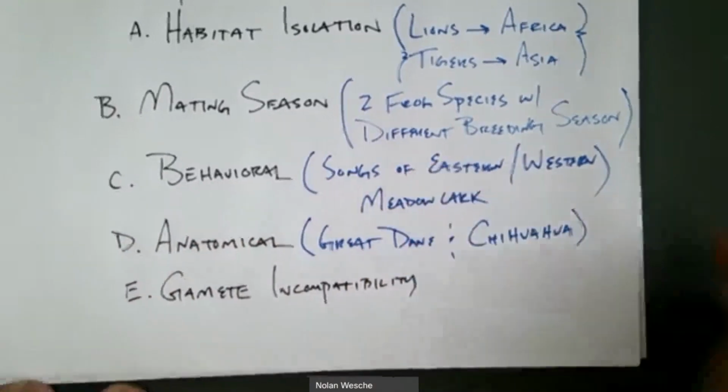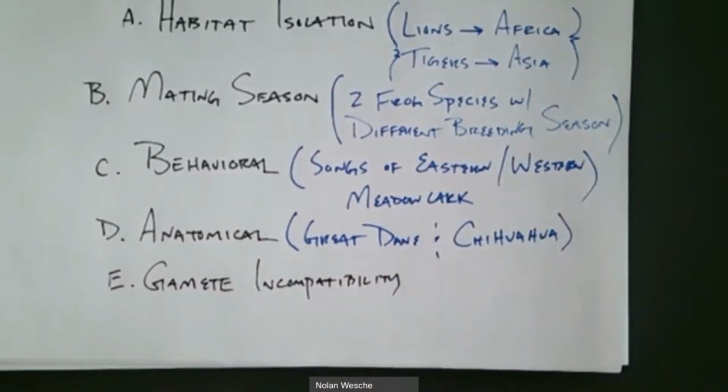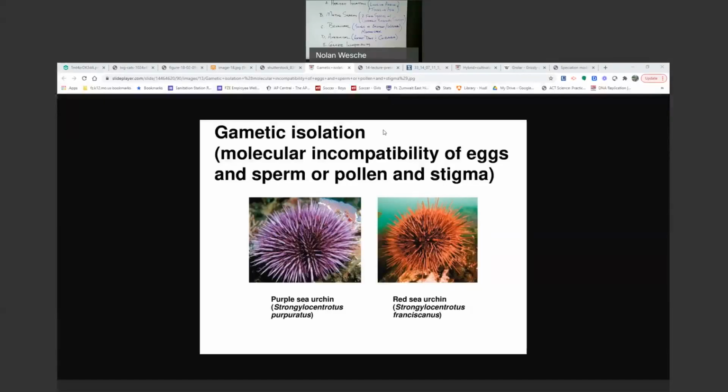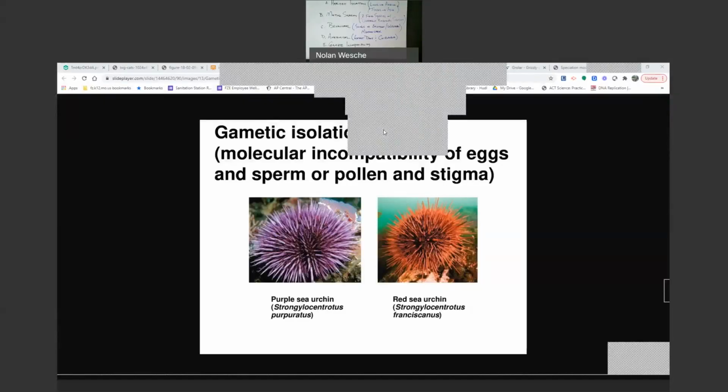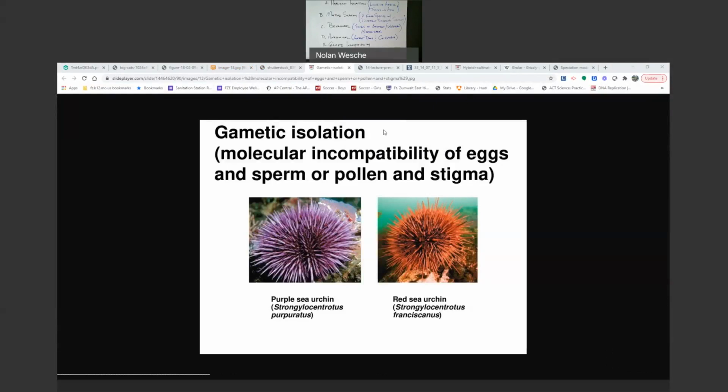And we see this a lot in aquatic ecosystems. Give you an example of this one. So here we have the purple sea urchin and the red sea urchin. Now, when the sea urchins breed, they'll lay eggs, and then the male sea urchin will release sperm over the top of those eggs. Now, even if these organisms are breeding at the same time, the receptors on the gametes are incompatible, and the red and the purple species here cannot interbreed because there's a molecular protein difference on the eggs and the sperm.